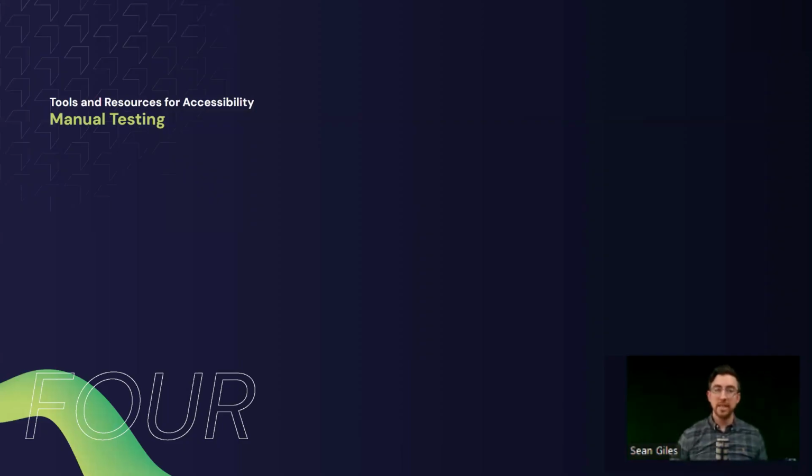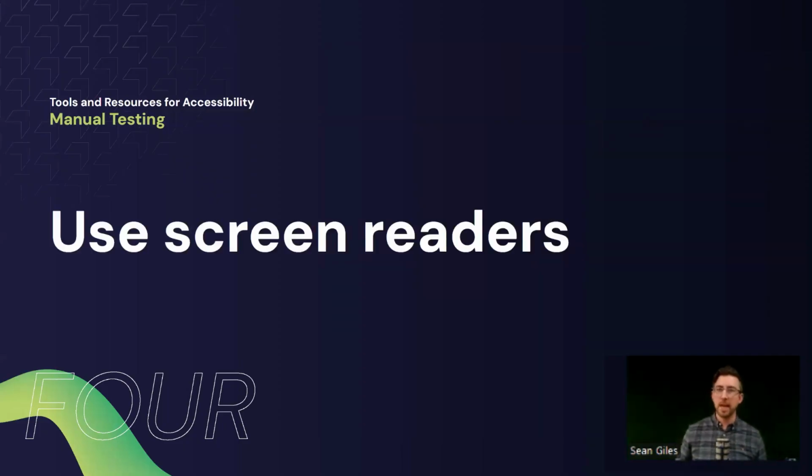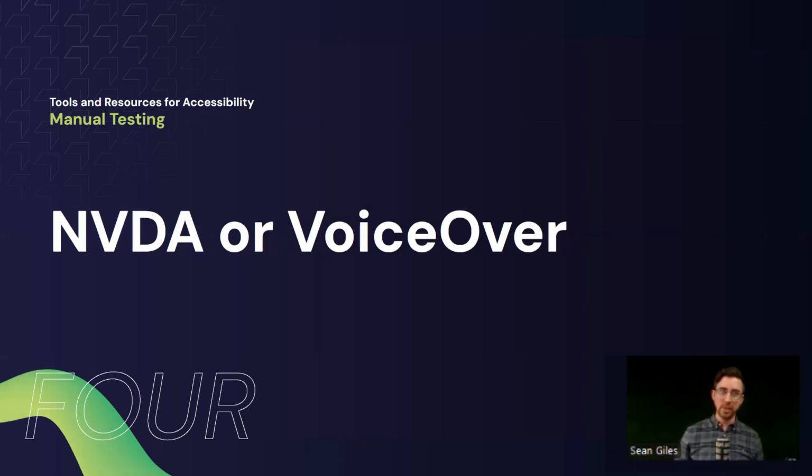You've also got manual testing, so things as simple as using screen readers yourself to see how the content is being interacted with. As some examples of what you can use here, there's NVDA or VoiceOver, 2 free tools. Now, VoiceOver is an Apple tool which comes pre-installed on Mac devices and iOS devices. So if you've got a Mac or iPhone, then you might be able to use VoiceOver to interact with your website and check what it comes back with.